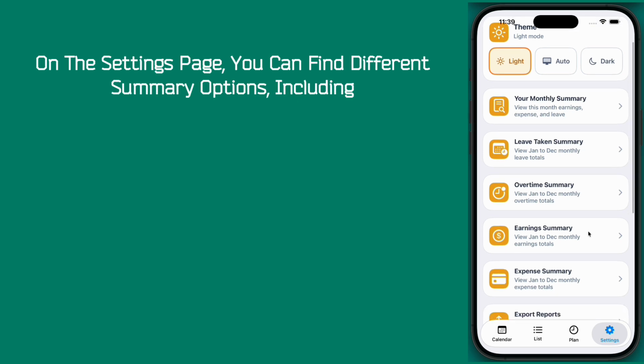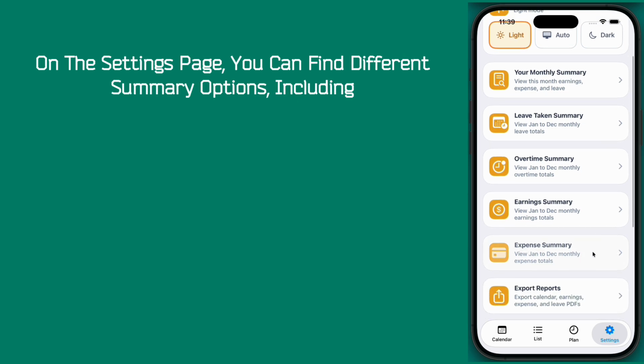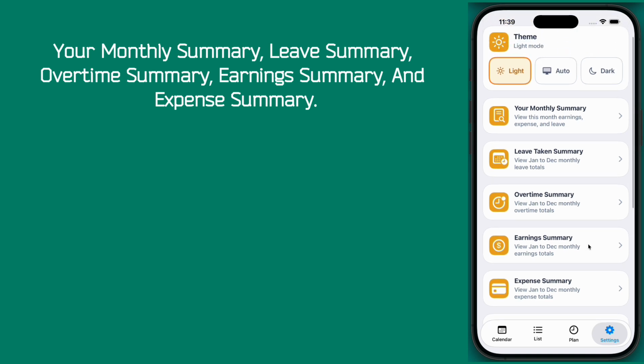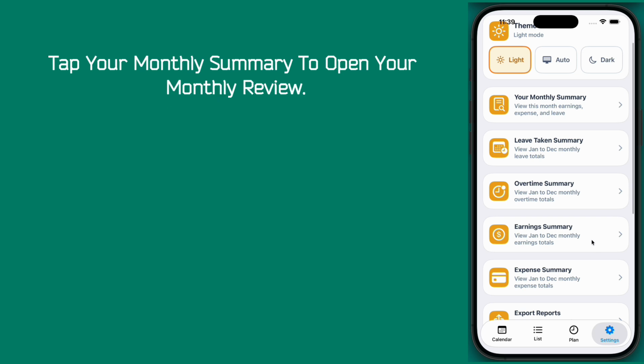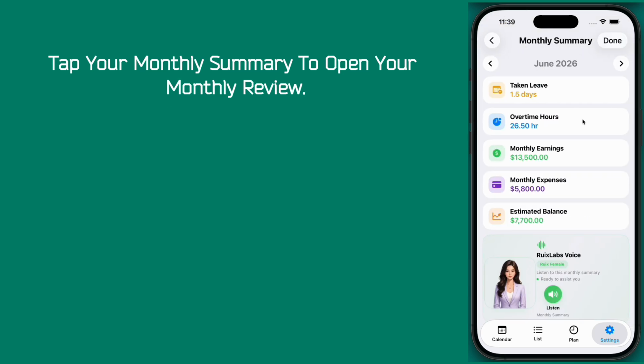On the Settings page, you can find different summary options, including your monthly summary, leave summary, overtime summary, earnings summary, and expense summary. Tap your monthly summary to open your monthly review.